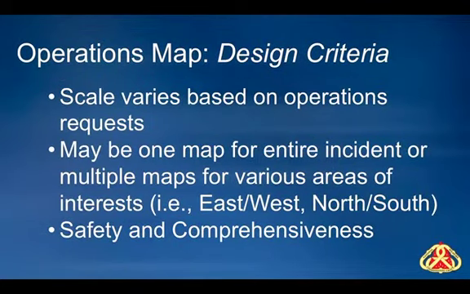The scale is going to vary based on operational requests. A smaller fire may warrant a 1 to 10,000 operations map versus a larger fire that might warrant a 1 to 36,000 operations map. That map may be one map for an entire incident, or it could be multiple maps to break up areas of interest, such as an east-west or a north and south. Safety and comprehensiveness should always be a consideration when designing your operations map.